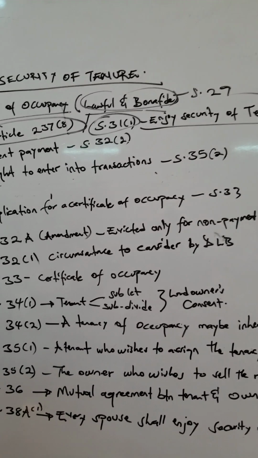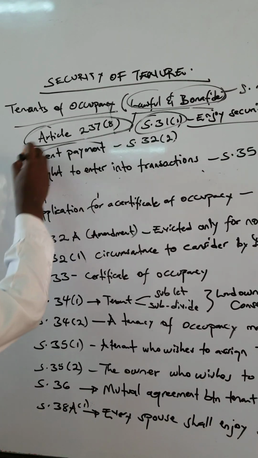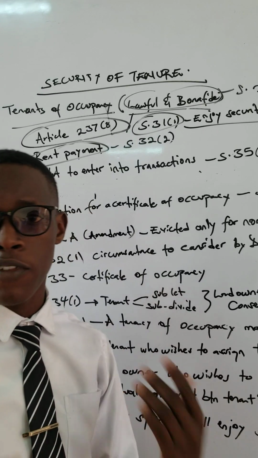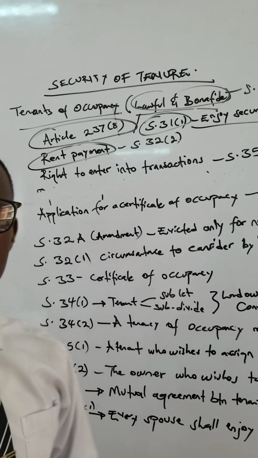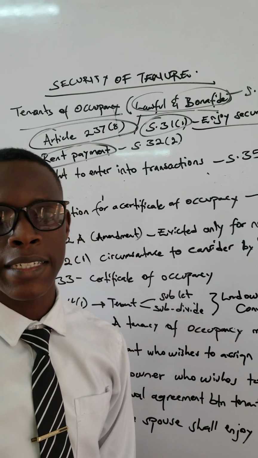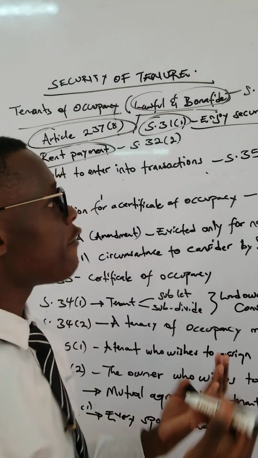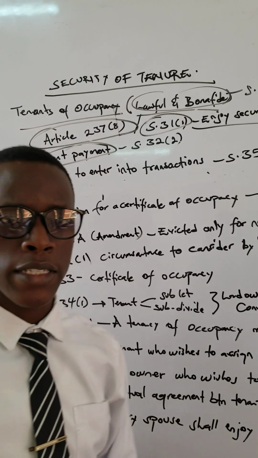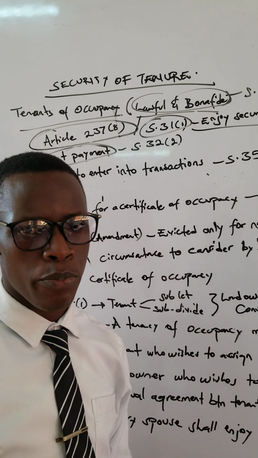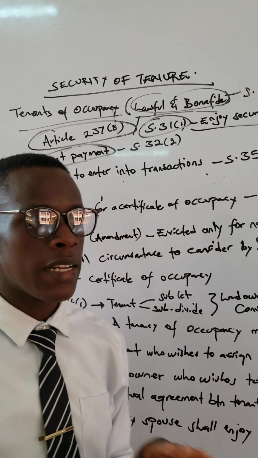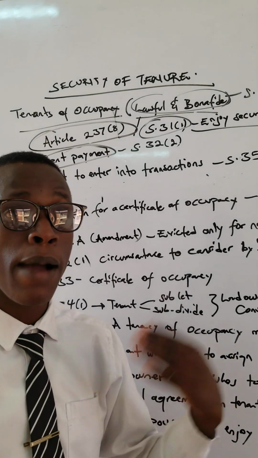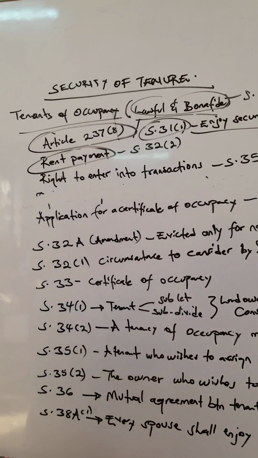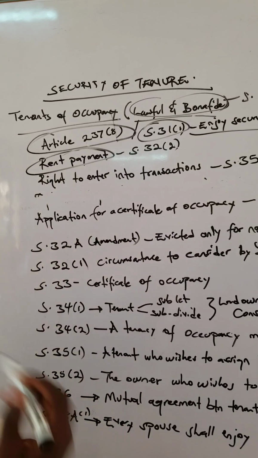When you go further, we shall look at the rent payment. These lawful occupants have a certain sum that they have to pay. When you read Section 32 of the Land Act, it provides that they have a certain amount of money they have to pay to the landowners. Remember, these people are not the registered proprietors of the land, but they are merely lawful and bona fide occupants. They have to pay a certain amount of rent to the landowners.